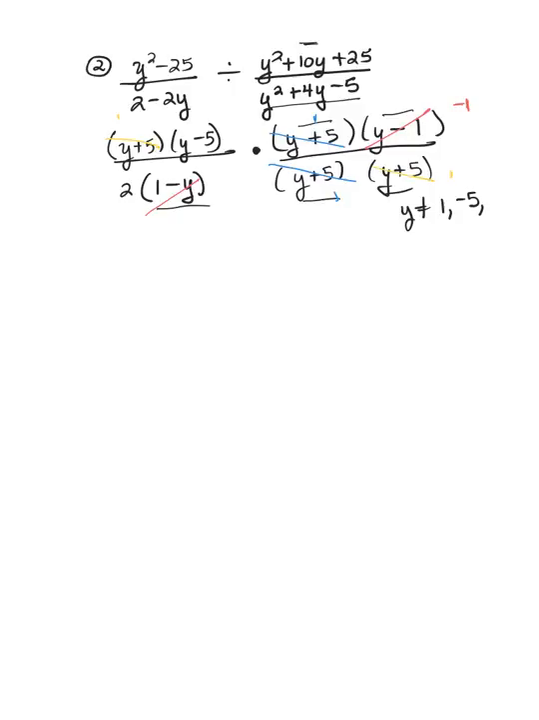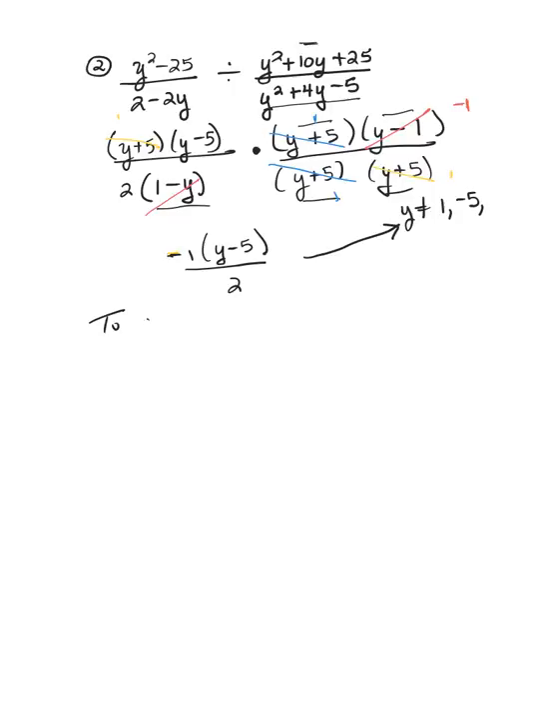So we're left with an answer of negative 1 times y minus 5, all divided by 2. But again, these are the restrictions. All right, so let's just summarize how we divide rational expressions.